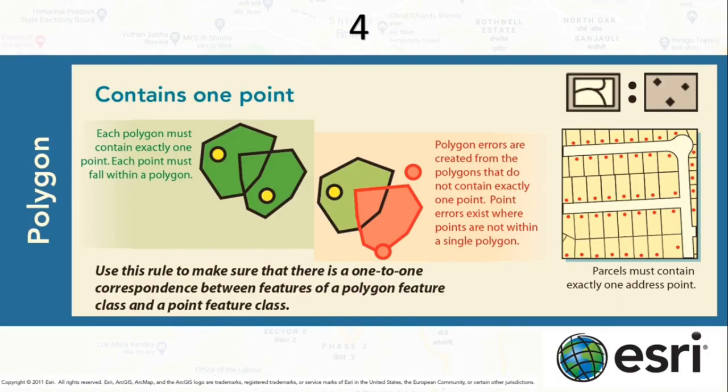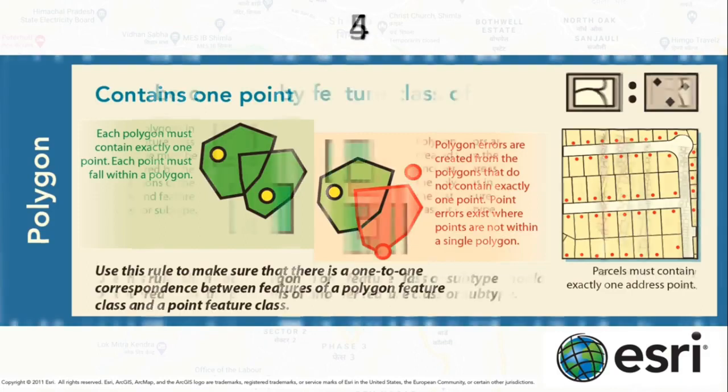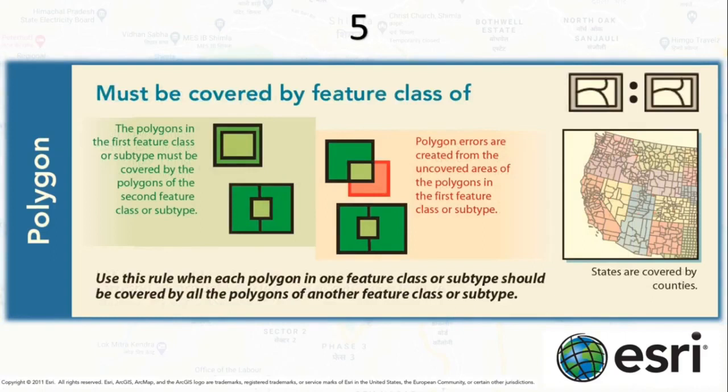Each point must be properly inside exactly one polygon, and each polygon must properly contain exactly one point. Points must be within the polygon, not on the boundary. Next is covered by feature class of.